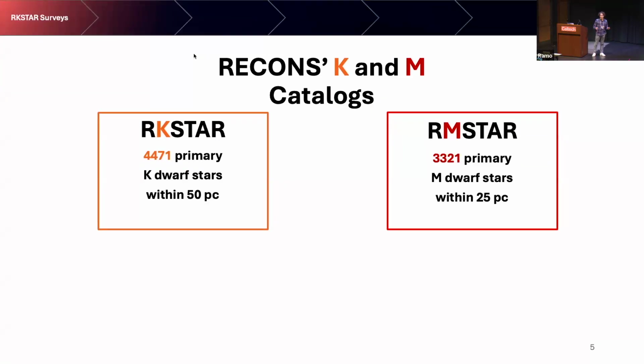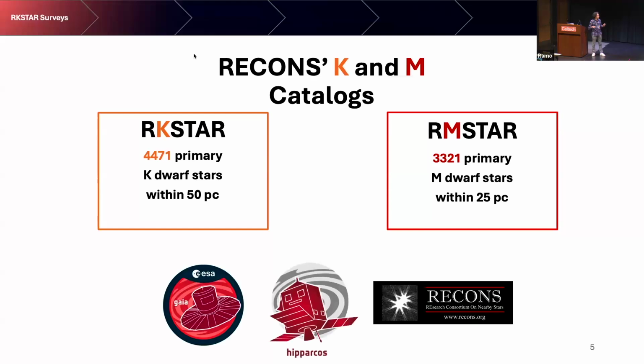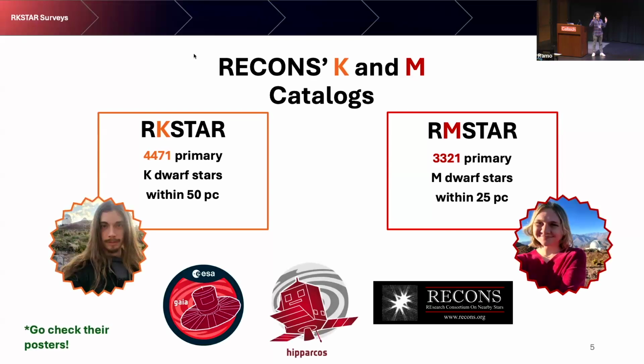In RECONS, we have two catalogs of stars, the RECONS K stars and the RECONS M stars. The ROCKSTAR catalog has around 4,500 stars, all primaries, while the M-star catalog, ROMSTAR, has around 3,300 stars, also all primaries. These catalogs were made with astrometry from Gaia, Hipparcos, and RECONS. My friends' team in Madison is presenting posters about how they built this catalog and some results for wide companions.